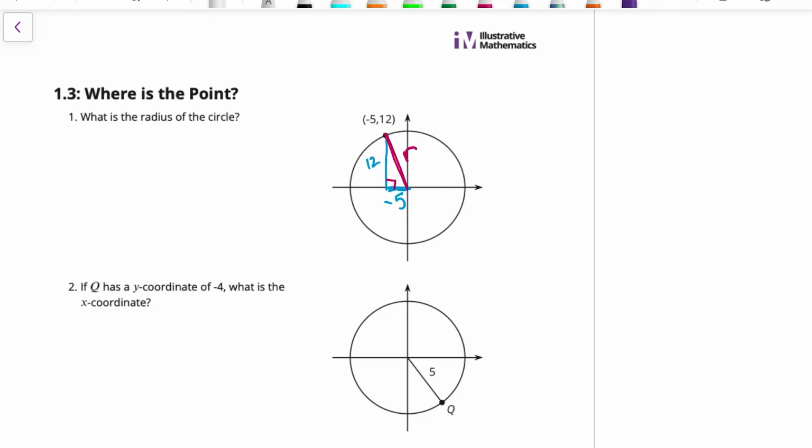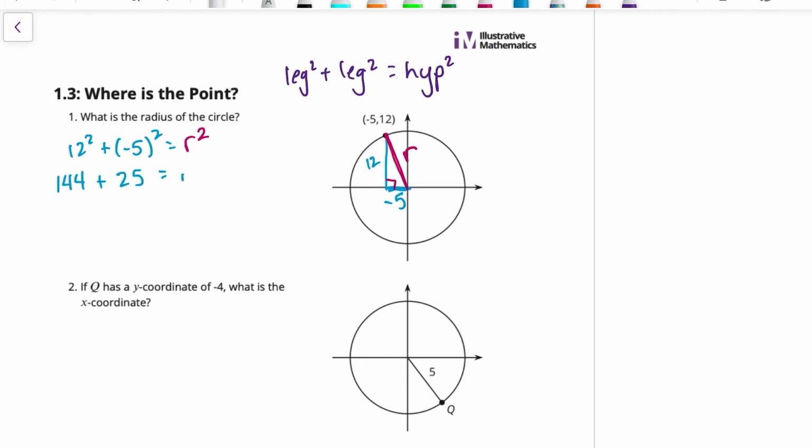It's our Pythagorean theorem, which is leg squared plus leg squared equals hypotenuse squared, right? And remember that the hypotenuse is the side that's across from that 90-degree angle. So that is our radius here. So we have 12 squared plus (-5) squared. Remember that I'm putting that in parentheses because the whole -5 is being squared, not just the 5. You need those parentheses there, especially if you're going to use a calculator. And that's going to equal r squared. And then we can just solve that. So we have 144 plus 25 is equal to r squared. So that's 169 equals r squared.